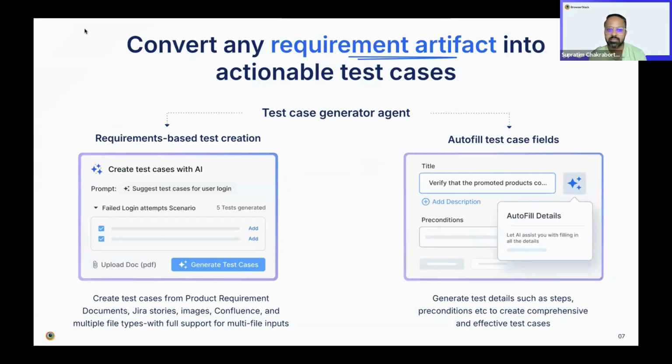Now, what this agent does is it can convert any kind of requirement artifact into actionable test cases, be it your PRDs, your Jira stories, images, text, Confluence. It has integration with your Figma. There are a lot of integrations that we are currently also working on, like Google Drive, SharePoint, and ADO, that will help you convert test case requirements from any source into actionable test cases very easily.